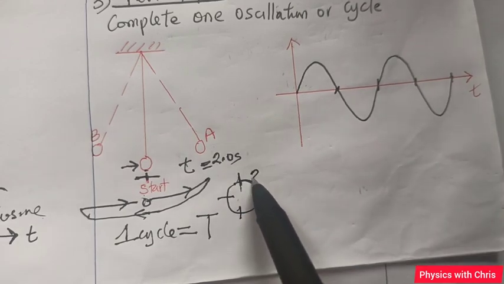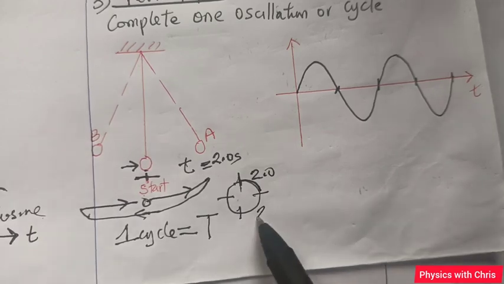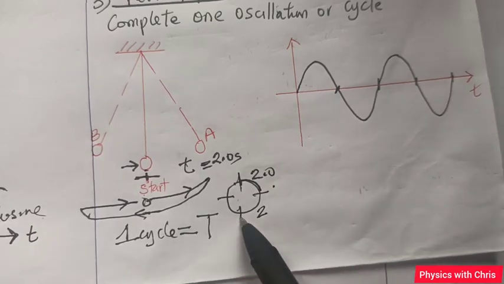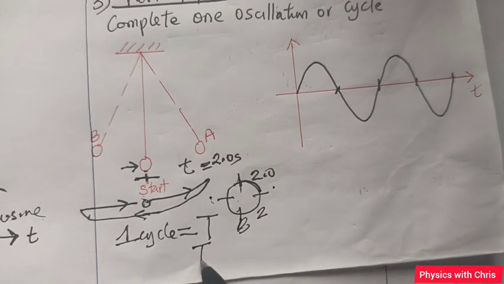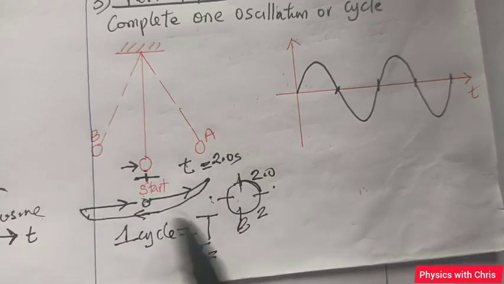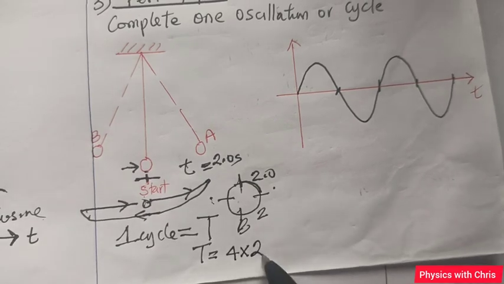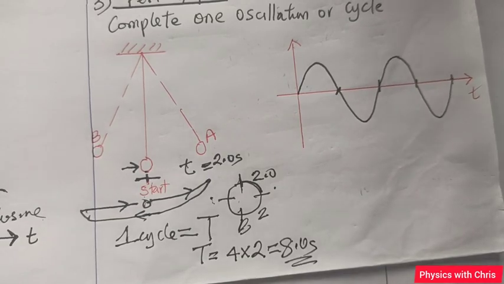So it takes 2 seconds to complete a quarter of the journey. So I need 2 seconds again to go from A to O, then from O to B, and then from B back to O, and so on. So the total time taken will be 4 times 2, which is 8 seconds. This is 2 seconds, 2 seconds, 2 seconds, 2 seconds. That gives the period of oscillation, because sometimes we are asked to find the period: if it takes 2 seconds to go from point O to point A, what is the period? That is what we have just found here.